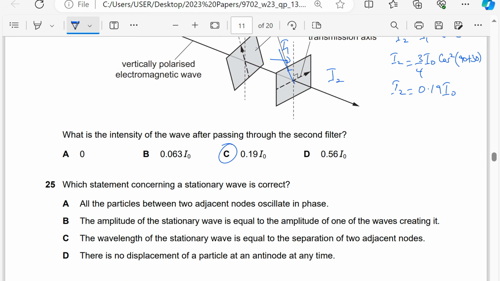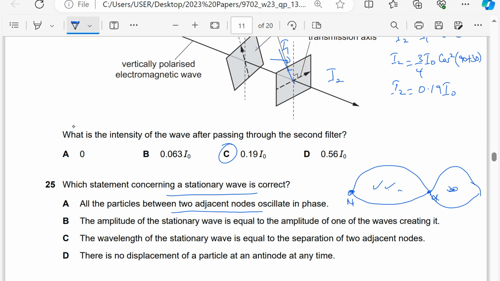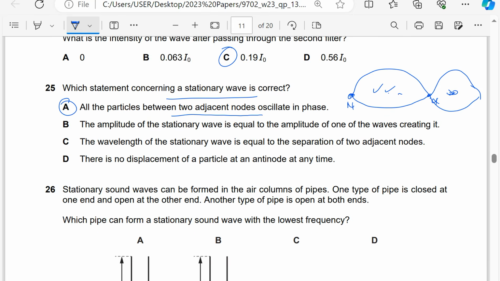Which statement concerning stationary waves is correct? All the particles between adjacent nodes oscillate in phase. I think we mentioned that that is true. If this is a node and this is a node, particles in between two nodes will always vibrate in phase, but they will be out of phase with the particles in the neighboring antinode. Particles here are in phase with each other, but they are 180 degrees out of phase with particles in the neighboring segment. So the answer is A.